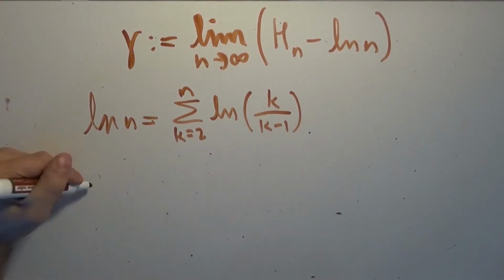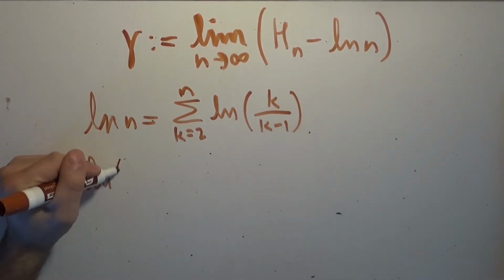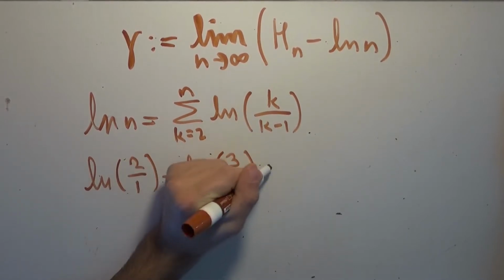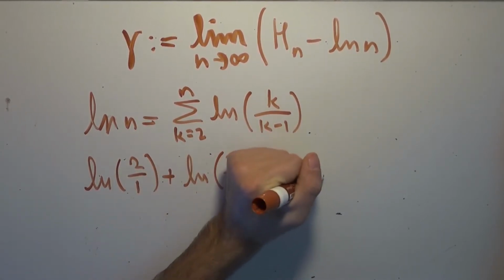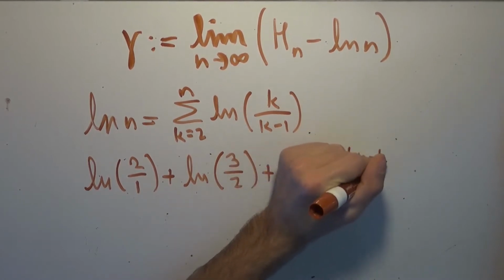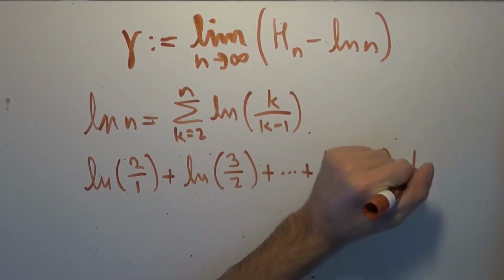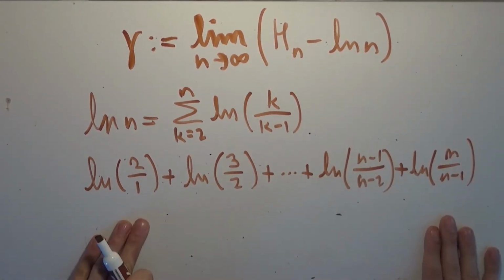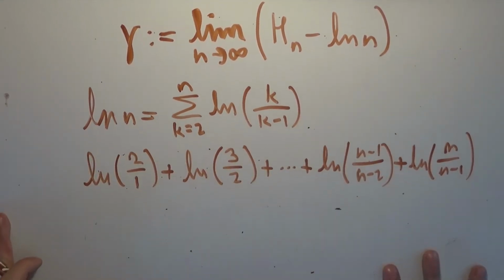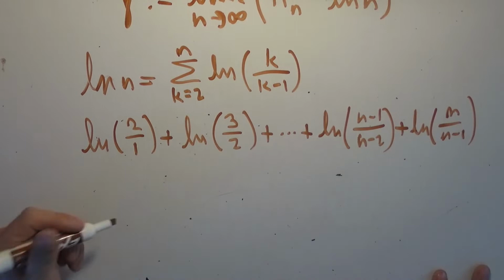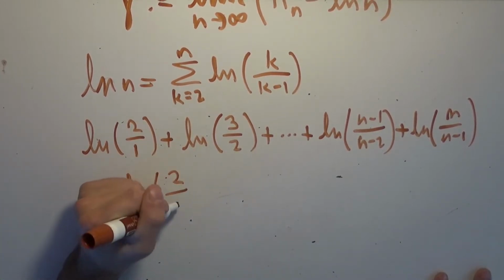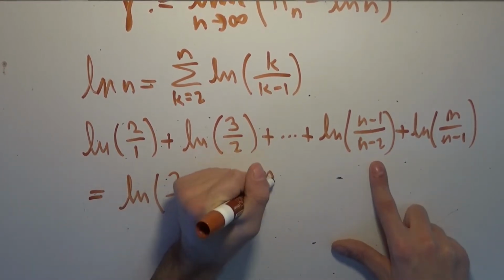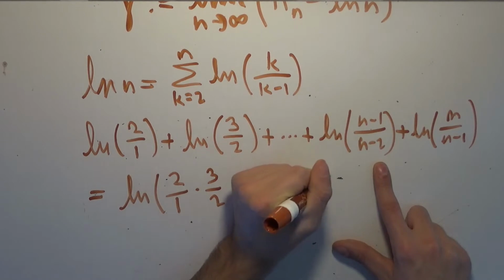So if we start at k equals 2, we get the natural logarithm of 2 over 2 minus 1, which is 2 over 1. And then we're adding the natural logarithm of 3 over 2. And then we keep adding up until we get to the natural logarithm of n minus 1 over n minus 2 plus the natural logarithm of n over n minus 1. Now, because of the property of the natural logarithm that if you add them all together, you can write it as the natural logarithm of the product of each of these inputs, this is equal to the natural logarithm of 2 over 1 times 3 over 2 times ... up to n minus 1 over n minus 2 times n over n minus 1.